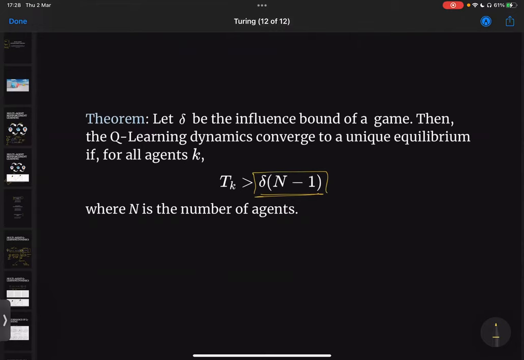It depends on two things. Number one, the number of agents. If we increase the number of agents in the system, then convergence will be harder. We'll have to set our temperature parameter even higher in order to achieve convergence. And then we have this other parameter, delta. Delta is what's referred to as the influence bound. The technical details aren't super important. What is important is that the influence bound measures, in some sense, the size of the game.